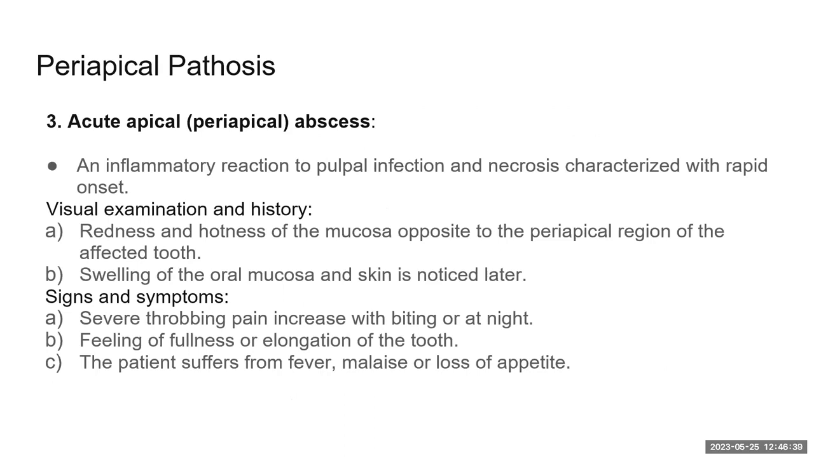Acute apical or periapical abscess. It's an inflammatory reaction to pulpal infection. The signs and symptoms are the same as acute apical periodontitis and irreversible pulpitis. From the symptoms of the patient, our pain history, I might put them in the same category. Differential diagnosis: irreversible pulpitis, acute apical periodontitis, acute apical abscess.